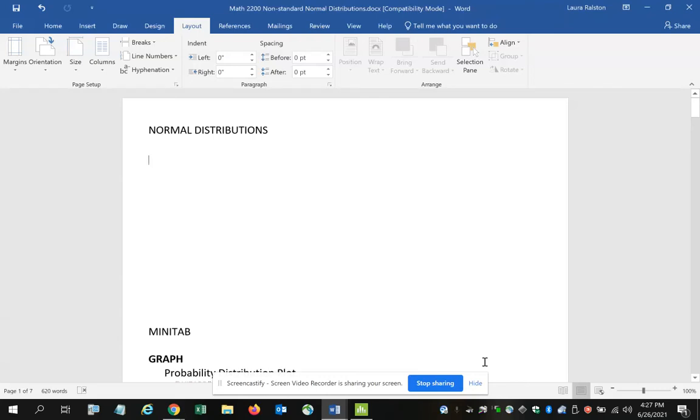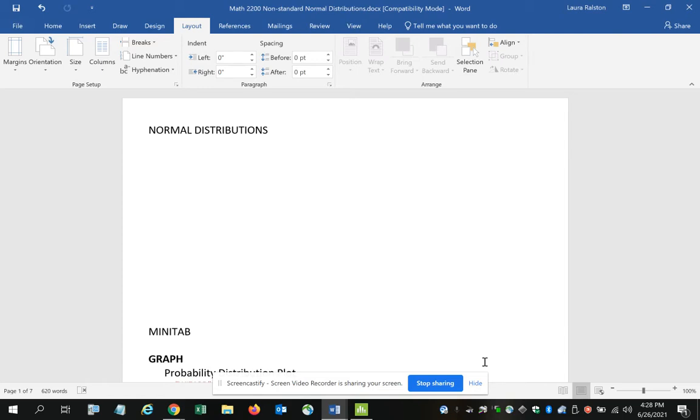A number of you seem to be struggling with normal distributions. So I have some additional problems. I'm going to try to work through them in Minitab specifically because some of you seem to be struggling with those particular commands. But a couple of things before we start.